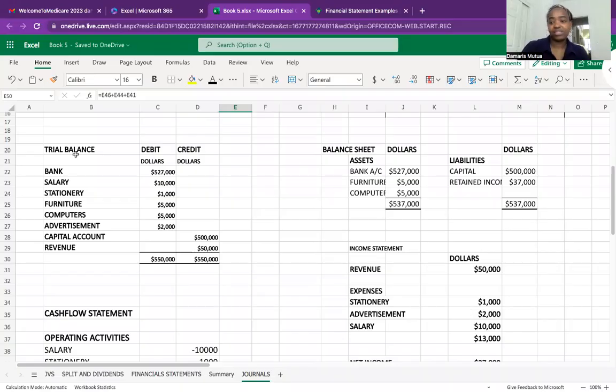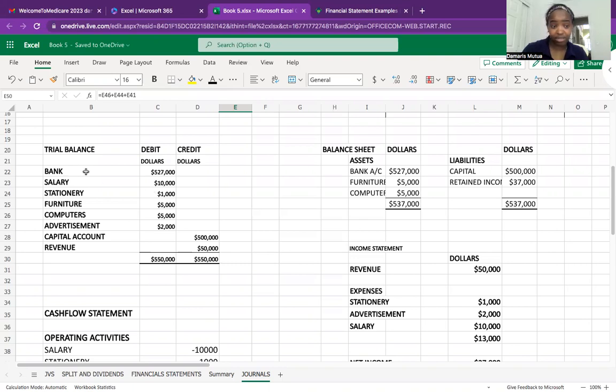So my trial balance is here, and it is balanced. That is the most important thing. Your debits and your credits need to be the same. That is the starting point of the trial balance. If it's not balanced, you know there's a problem. So our trial balance is balanced. So now we can proceed.